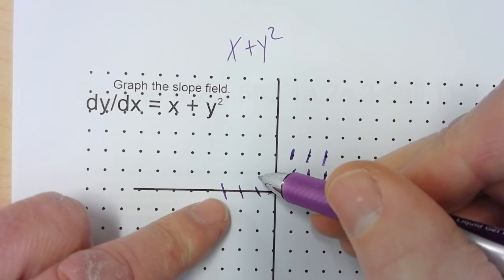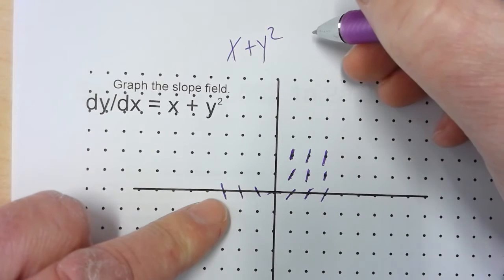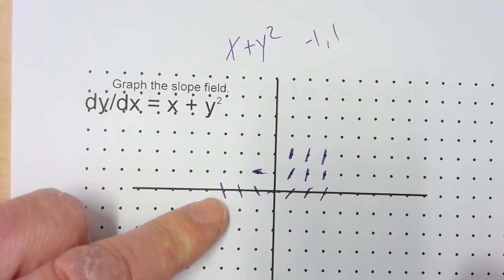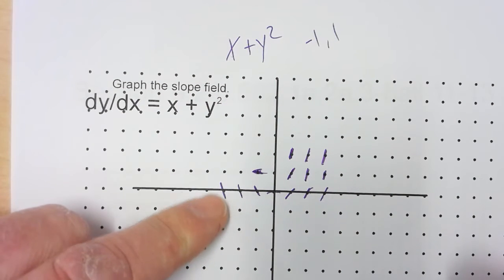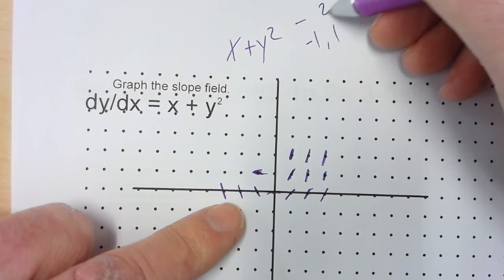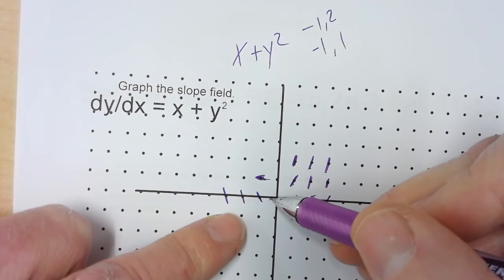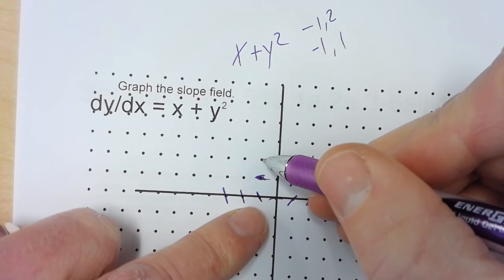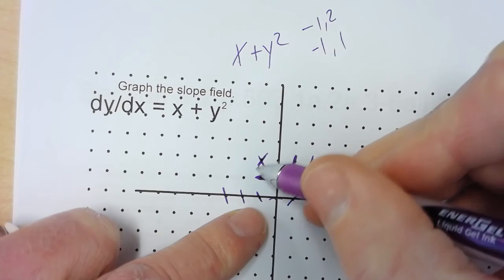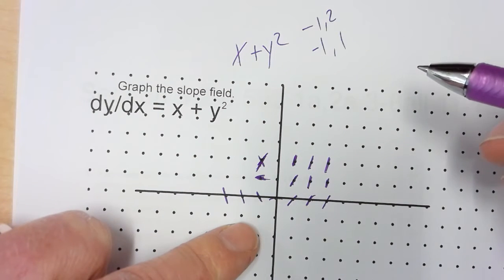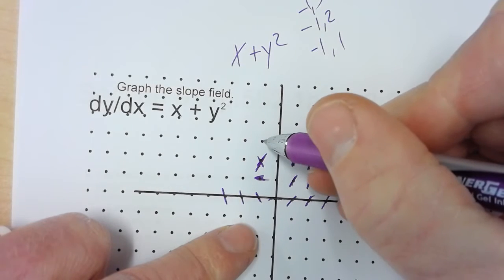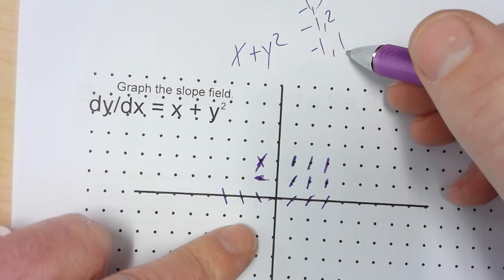Negative 1, 1. Negative 1, 1 would be, whoa, negative 1, 1 would be 0, wouldn't it? Be flat there, wouldn't it? Yeah, negative 1, 1 would be 0. Negative 1, 2. Negative 1 up 2 would be positive 3. Whoops, positive 3. Negative 1, 3 would be positive. Yeah, negative 1, 1 is 0, right?